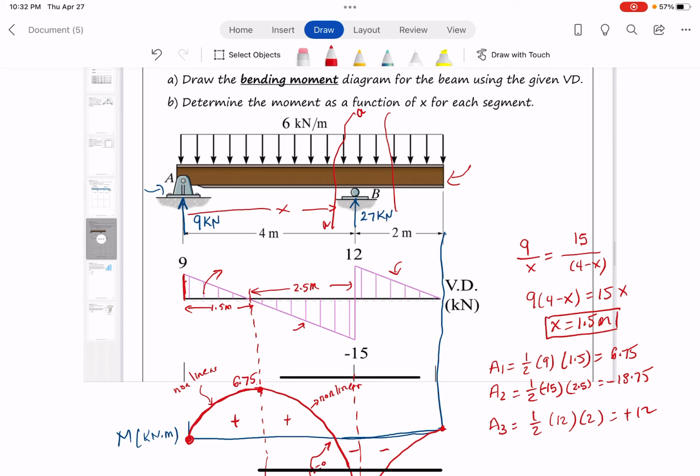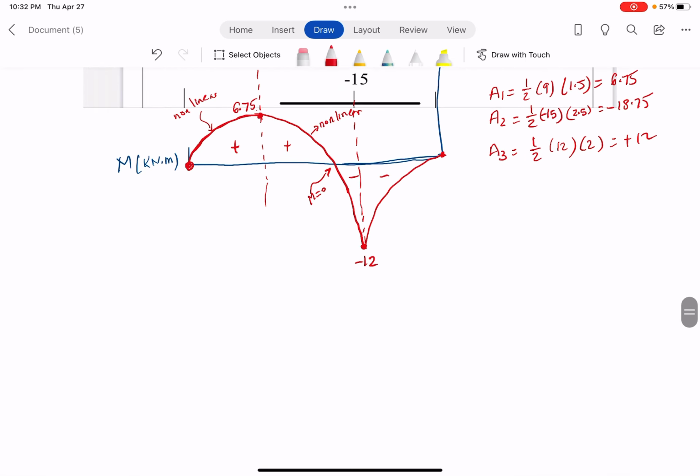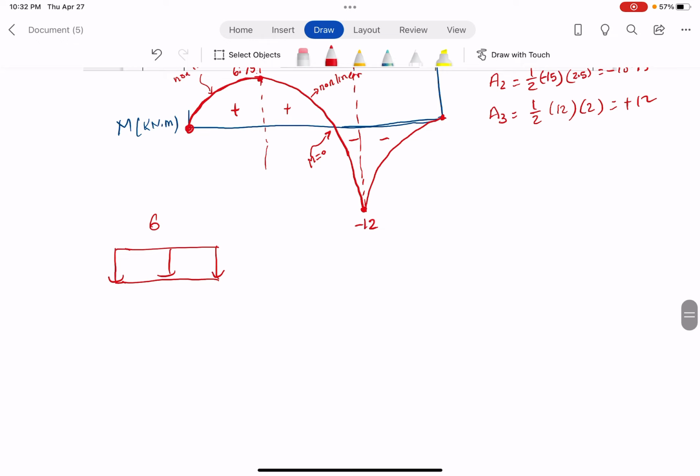You're going to find the cut, the moment at this AA at a distance X from the 9 kilonewton. So let's draw it. Remember, the loading is down 6 kilonewton per meter, and this distance is X, and there is another load up, the reaction here is 9 kilonewton.